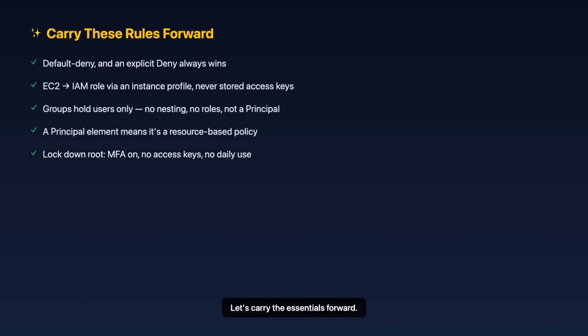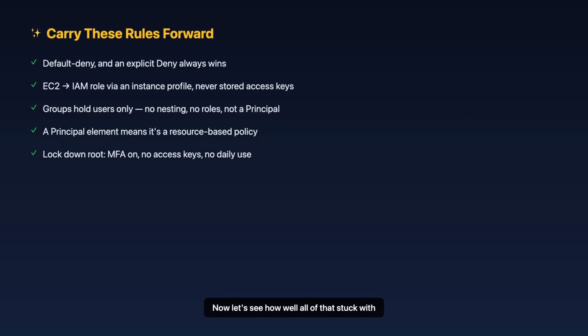Let's carry the essentials forward. Amazon Web Services is default deny, and an explicit deny always wins. Anything on EC2 gets its access from an IAM role via an instance profile, never from stored access keys. Groups hold users only, no nesting, no roles, and never a principal. A principal element is your signal that a policy is resource-based, and root stays locked down with multi-factor authentication on, no access keys, and no daily use.